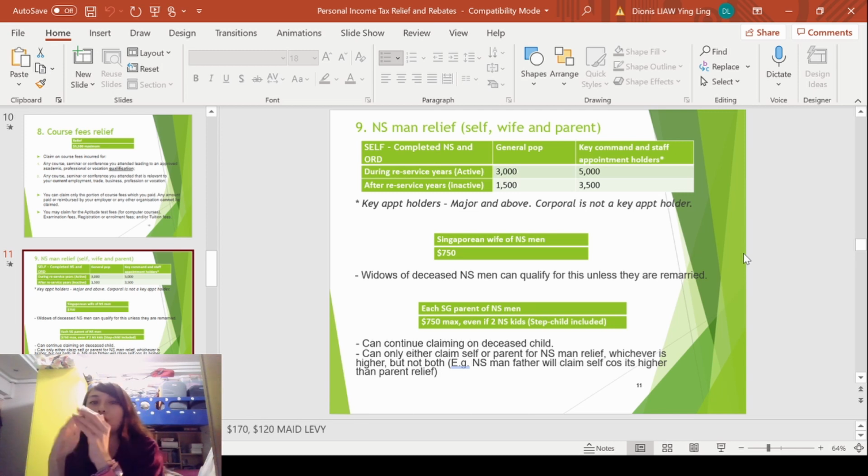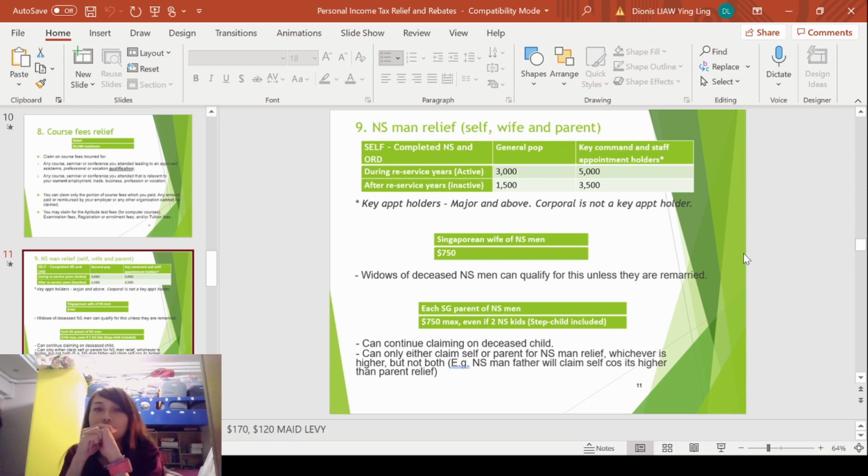So after you finish all your reservice, after the 10 years of reservice, you can claim as inactive, under the 1.5K and the 3.5K. So key appointment holders are like majors and above. So corporal is not counted as a key appointment holder. Okay. So other than yourself, you can claim, right? Your wife that you marry also can claim. So the wife can claim $750.